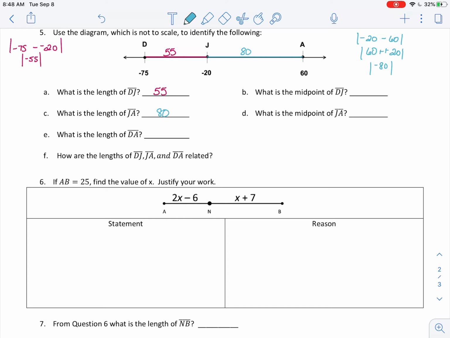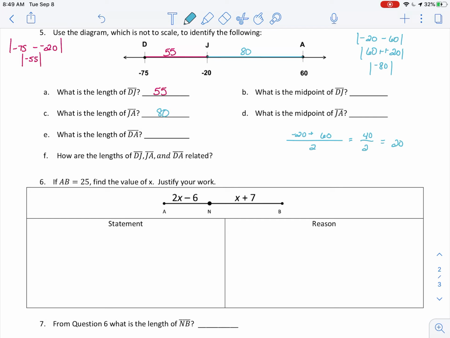Then it also asks on parts B and D what the midpoints are. If you remember yesterday's formula, the midpoint is when we average. So I'm going to do JA because I'm already using my blue color here. If I want the average, I'd go from negative 20 to 60, and I'm not subtracting. I don't want to know that half of this distance is 40. That's not helpful. Averaging means you add your two numbers and divide by 2. Well, when I add negative 20 plus 60, I get 40, which is a coincidence.